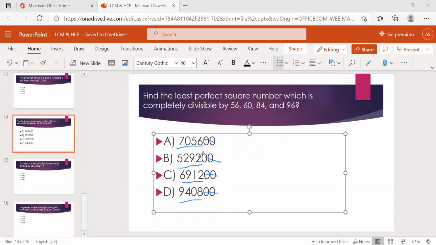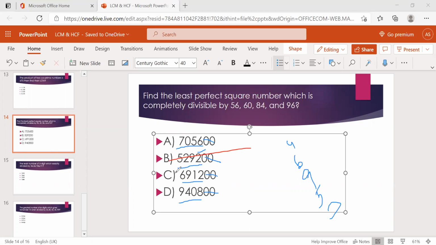Is this a perfect square? Unit digit 2 is not going to be a perfect square. You should know the perfect square unit digits. They are nothing but 4, 6, 9, 5, 0. That's it, right? So 2 is not a perfect square. Unit digit 2 means it is not a perfect square.